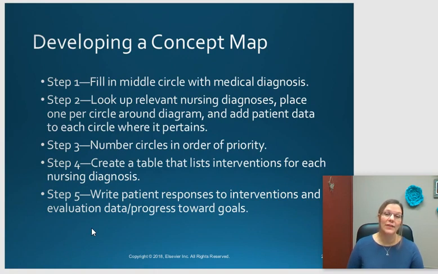And then you look up relevant nursing diagnoses and place one per circle around the diagram. And then you add patient data to each circle where it makes sense to go. Then you number your circles in order of priority. And you're going to create a table that lists interventions for each of those nursing diagnoses. And step 5, the last step, is to write the patient responses to the interventions and your evaluation data or progress towards the goals.